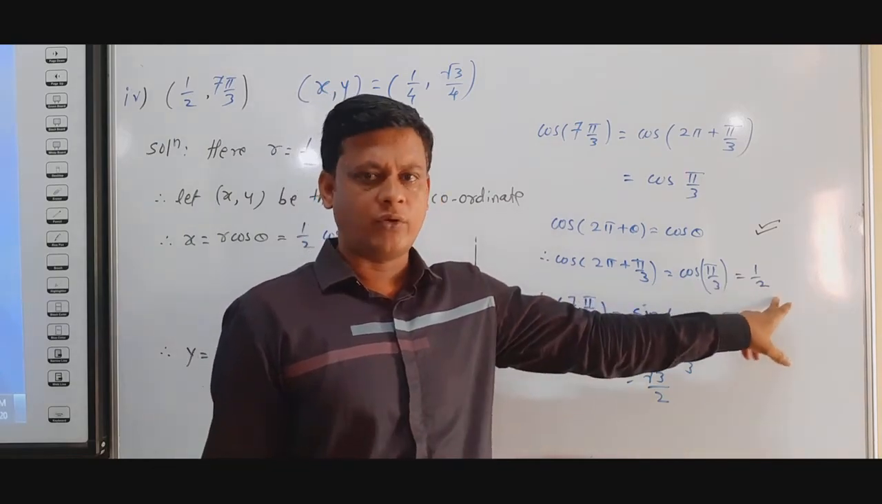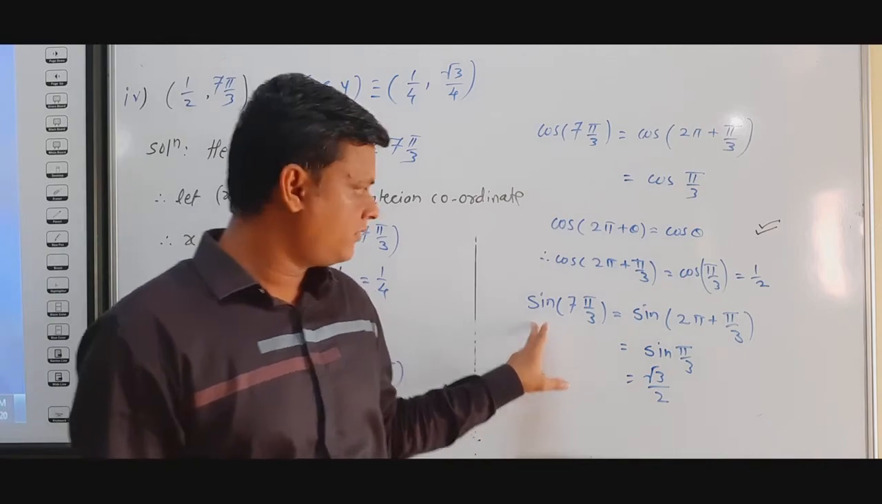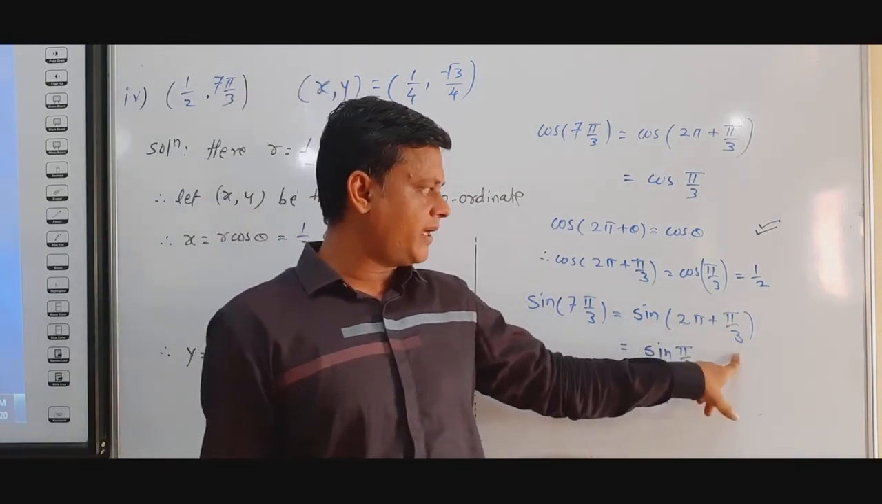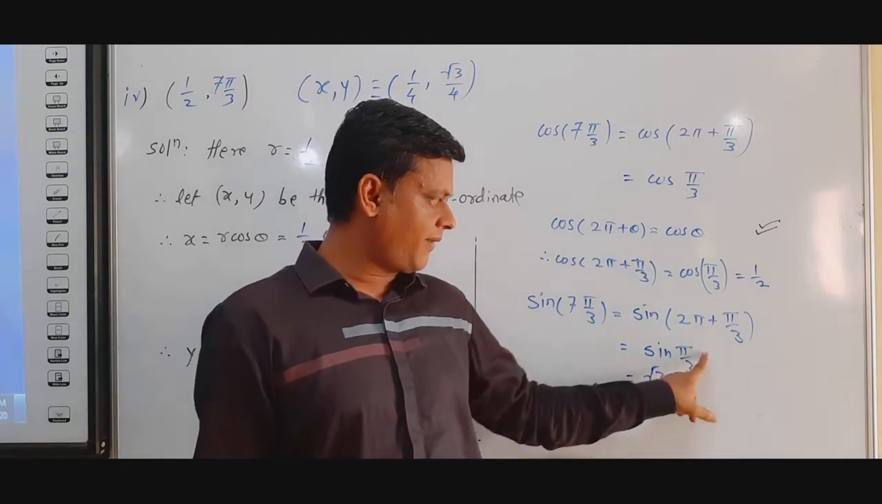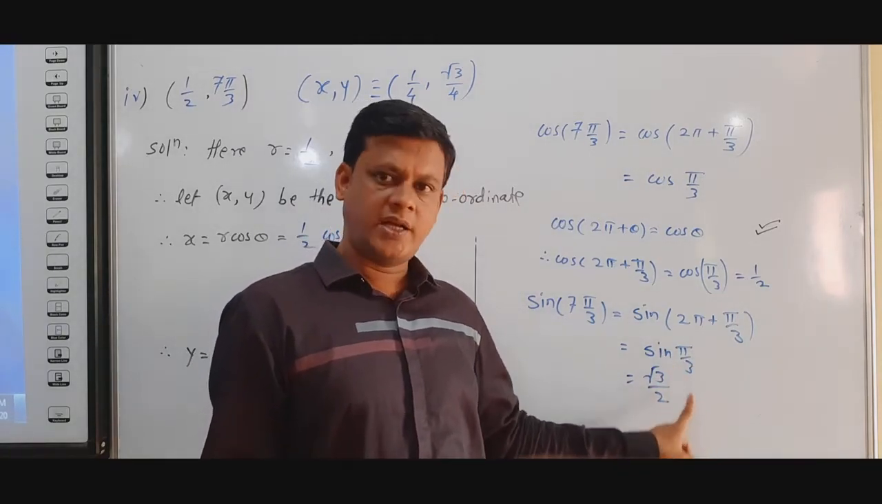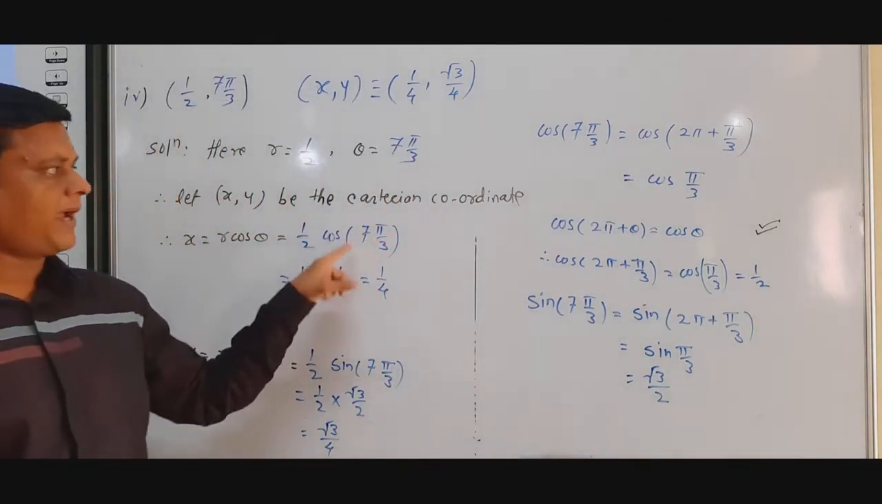which equals 1 by 2. Now similarly for sin 7 pi by 3, sin(2 pi plus pi by 3): sin(2 pi plus theta) is sin theta. So we write sin pi by 3, that is root 3 by 2. Now substitute the value of 7 pi by 3.